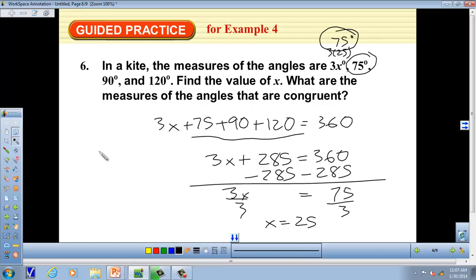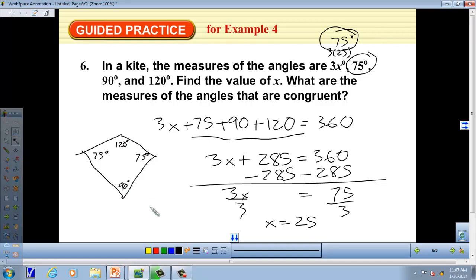And if we were to draw this, it would look something like this. There would be 75 here and 75 here, 120 here, and 90 here. And that's what it would look like.